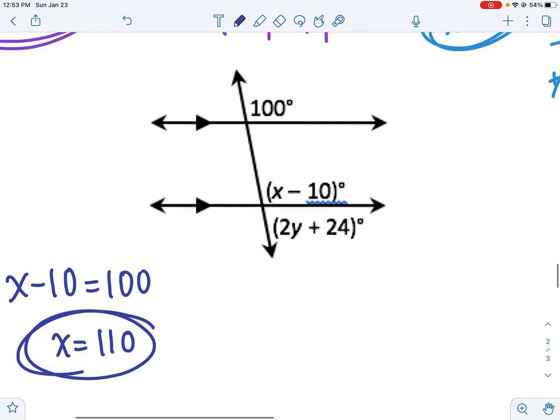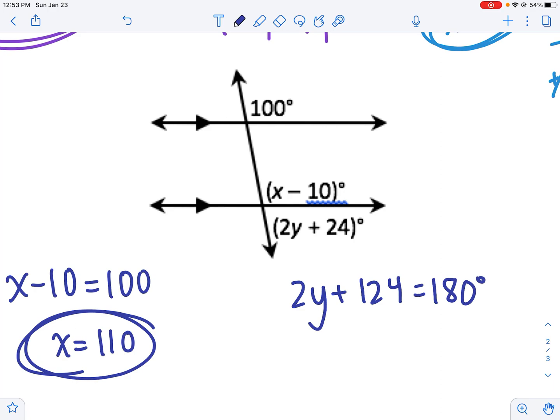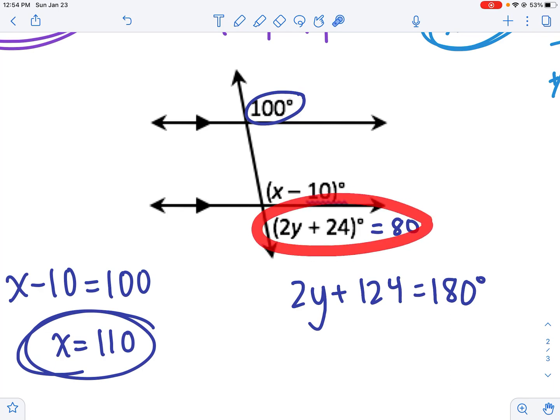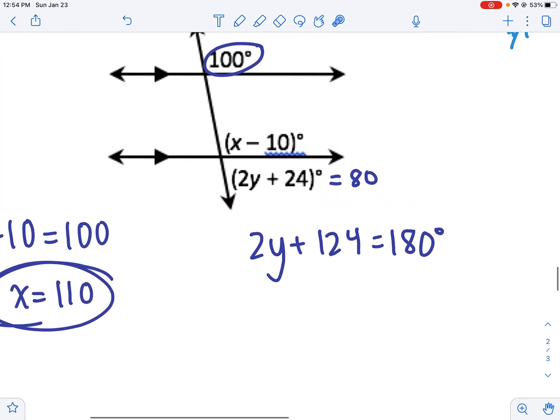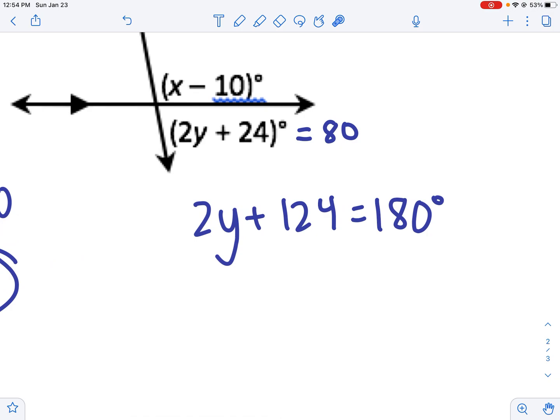So if they add up to 180 and I combine like terms, I'm going to get 2y plus 124 equals 180. Now, some people know that if that's 100, well, what's 180 minus 100? 80. And some people will solve this equation instead of that one. It doesn't matter. Either way, we're going to get the same answer.